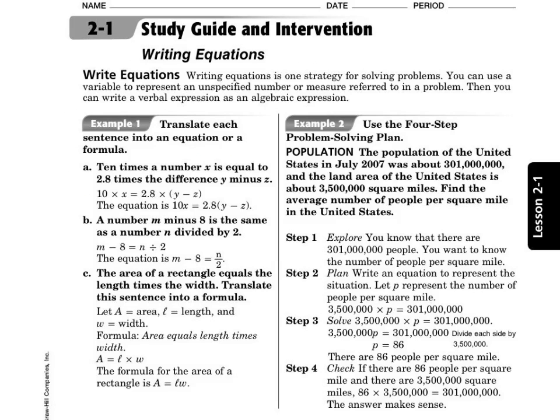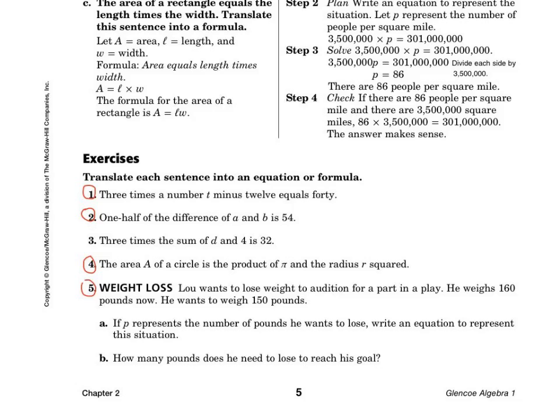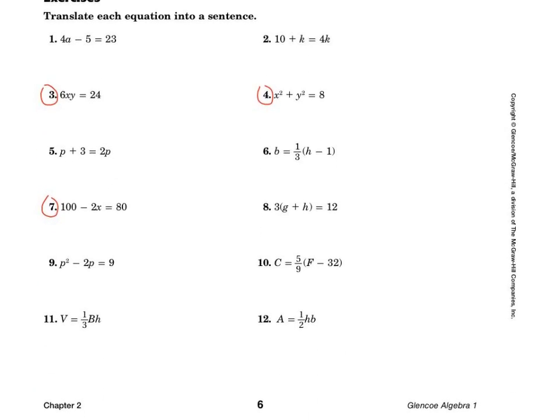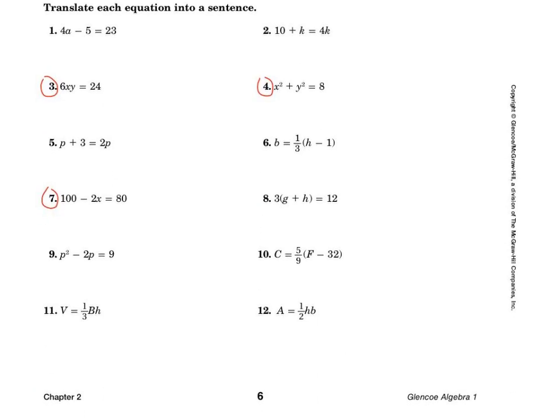All right, so for our independent practice, I want you to do the following. Translate each sentence into an equation or formula. You're going to do 1, 2, 4, and 5. And then on this page, you're going to be translating the equation into a sentence. You're going to do 3, 4, and 7. Okay, so work on these independently. We will go over them tomorrow. We will practice this skill a bit more tomorrow.